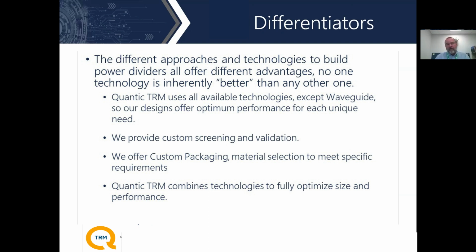Another big differentiator that we have here is we are very happy to do custom screening and validation of our products. So if somebody needs to have some ESS work done, we're very happy to do that. Something else that we're very proud of is the fact that we work with the customer to make sure that the packaging is exactly what the customer needs. If the customer needs a TNC connector on there, we are very happy to do that. If the customer wants the connector on the side, we work with them to accomplish that as well. These are some very good examples of how we work with our customers to customize these parts so they get exactly the part they need.